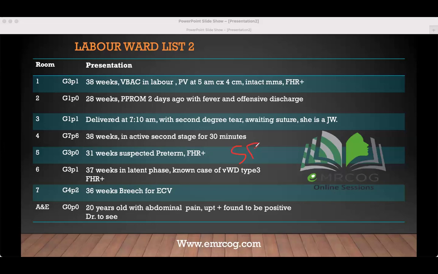You can mention that and move on. If the examiner wants to tell you information, he will tell you. Otherwise, the examiner will stay there looking at you. Then you will go to the assessment. Assessment of any case of the preterm means you will need to perform abdominal and per speculum examination, right?